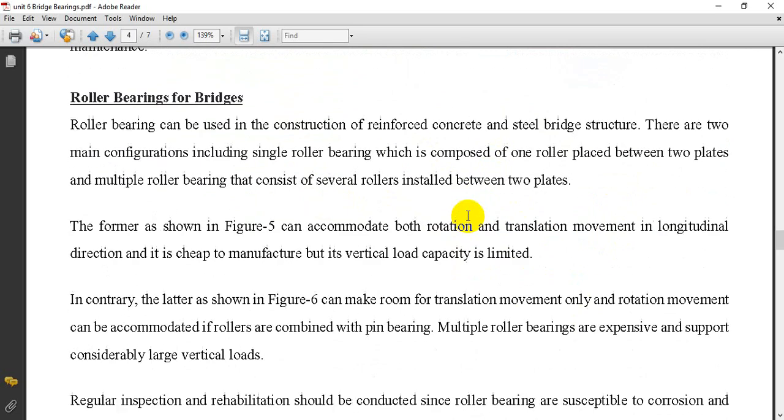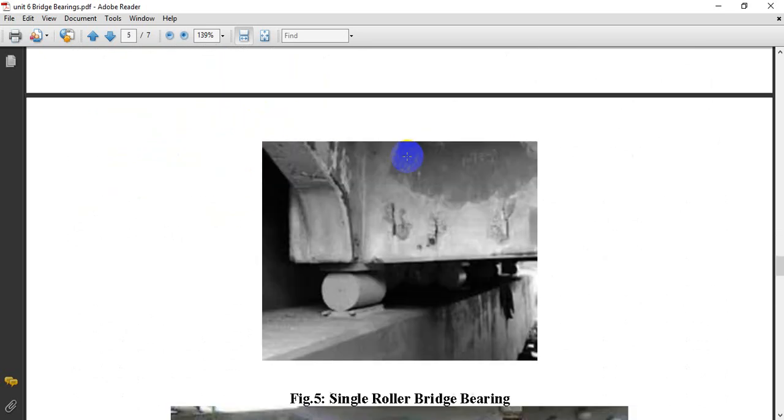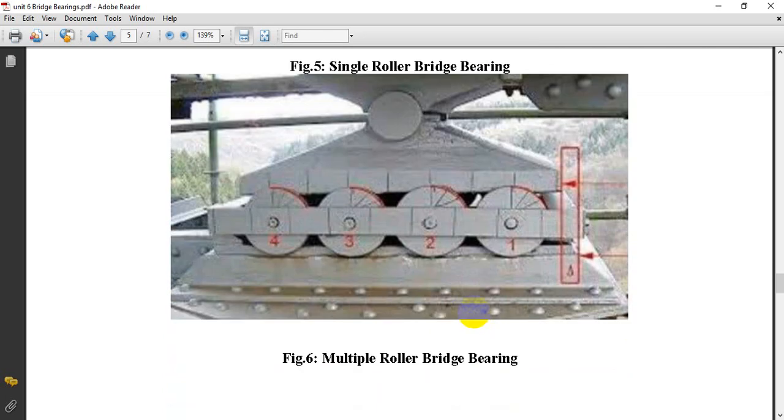Then roller bearings for bridges. So roller bearings can be used in construction of reinforced concrete and steel bridge structures. There are two main configurations: single roller and multi-roller. Here is a multiple roller bearing. So there are several rollers installed for rolling. So you can have a broad look here. Single roller bridge bearing: here it is, a roller provided as a bearing, and these are the multiple roller bearings.